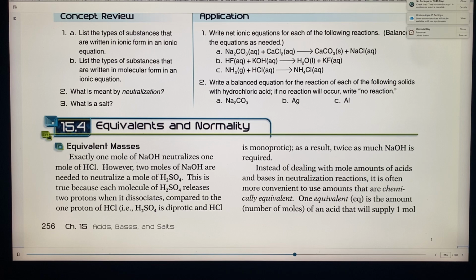So here it says, instead of dealing with mole amounts of acids and bases, because this is all about moles and neutralization reactions, it is more convenient to use the amounts that are chemically equivalent. So instead of just talking about moles, we're going to be talking about equivalence. It actually means the number of moles of an acid that will supply it, but they're calling it equivalence. So when they're talking about acids and bases, they're going to say this amount is equivalent to this amount, instead of just using the moles that we're used to.